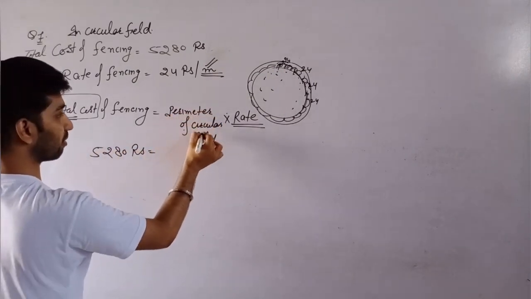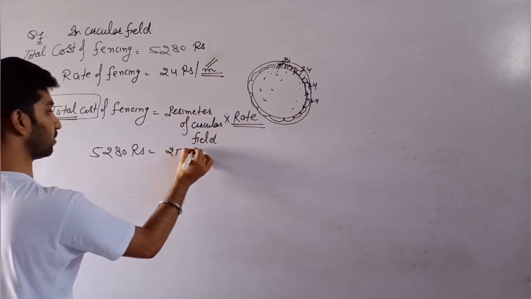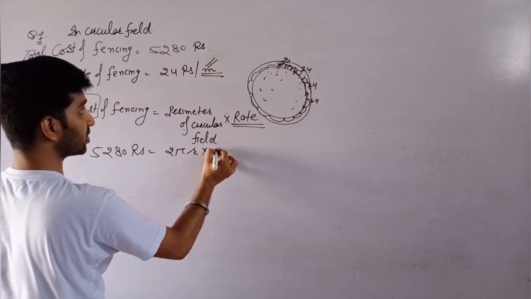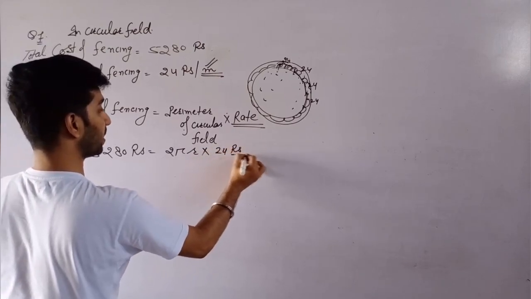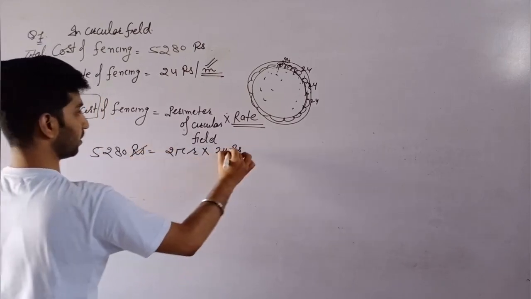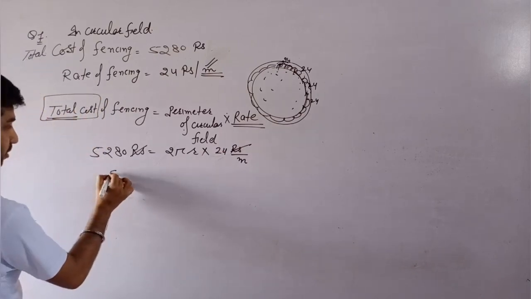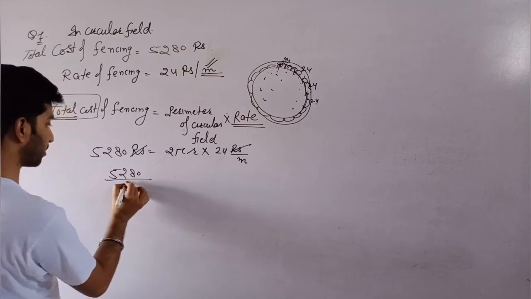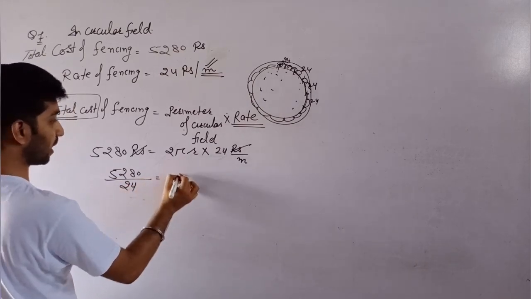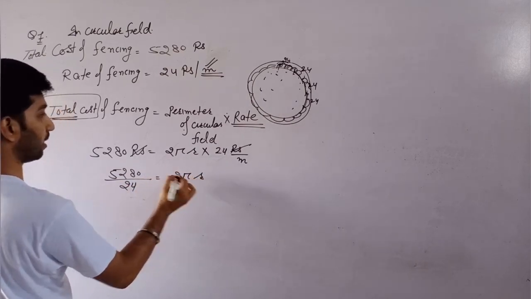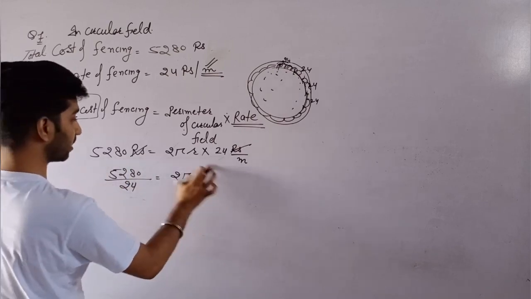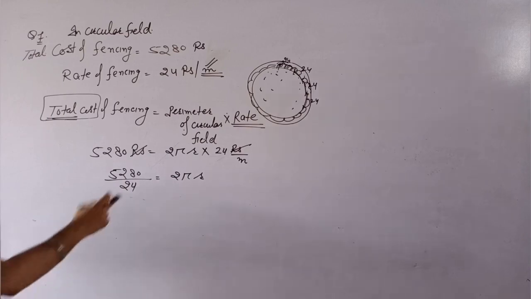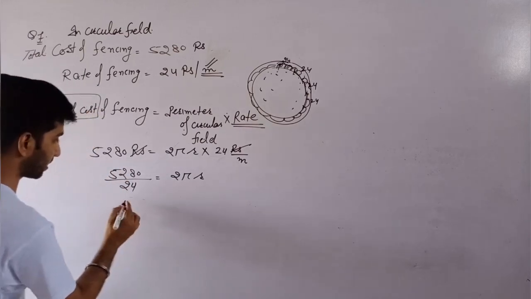perimeter of circular field is 2 pi r, multiply rate is 24 rupees per meter, rupees cancelled by rupees. 5280, 24 is in multiply, so by transposition divide, is equal to 2 pi r. So we have found that circumference or perimeter of field is 2 pi r. By solving this we can find the radius.